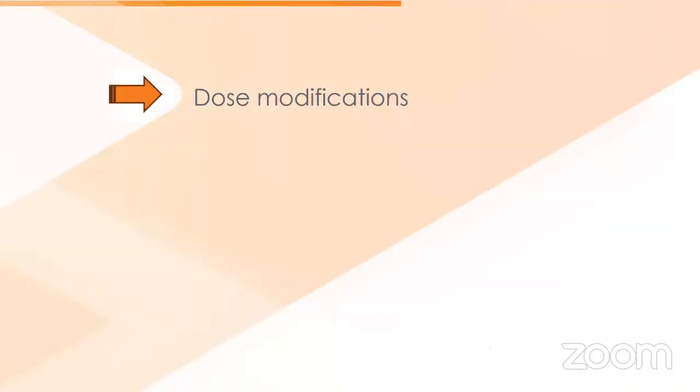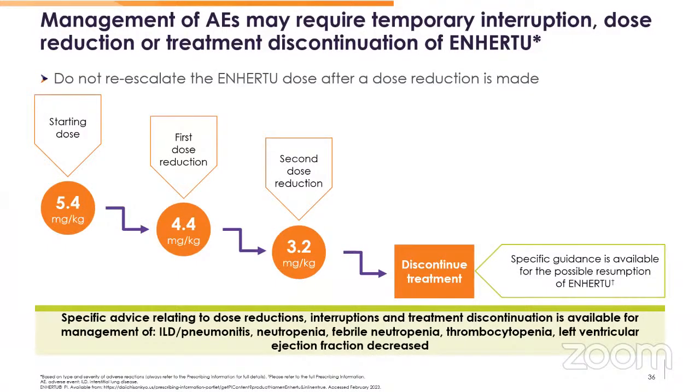Could you change the slide, please? The next slide. So the dose modification is very well defined. It is defined for common complications like ILD, pneumonitis, neutropenia, febrile neutropenia, thrombocytopenia, and left ventricular ejection fraction decrement. Very important to note. So this decrement is mentioned subsequently also. The first step is 5.4, then 4.4, then 3.2. But once we have de-escalated the dose of NHER2, one should not re-escalate. I think this is an important takeaway that one should remember. No re-escalation in NHER2.